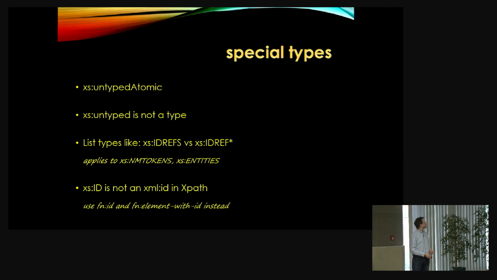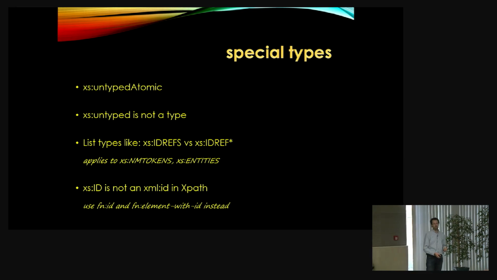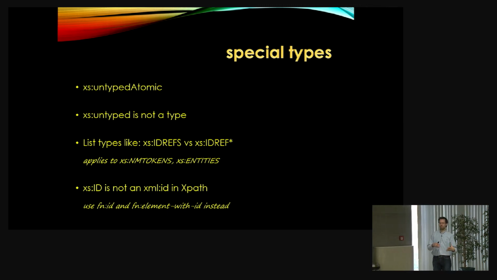Union types. A quick note on untyped atomic and xs:untyped. There's a lot of talk in the specifications about what happens when you're accessing data in a tree. It explains that any attribute has a typed value of xs:untypedAtomic unless it's validated, in which case it can get another type. That's for a schema-aware processor.